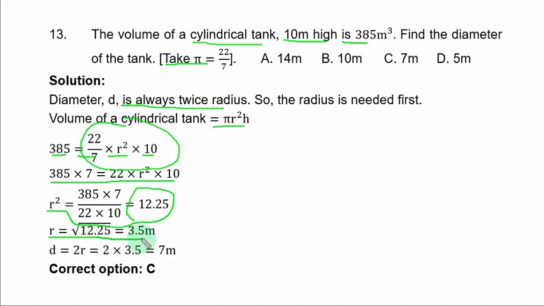You are asked to find the diameter. Diameter is equal to 2 times radius, that is 2 times 3.5, and you have 7 meters. C is the correct option.